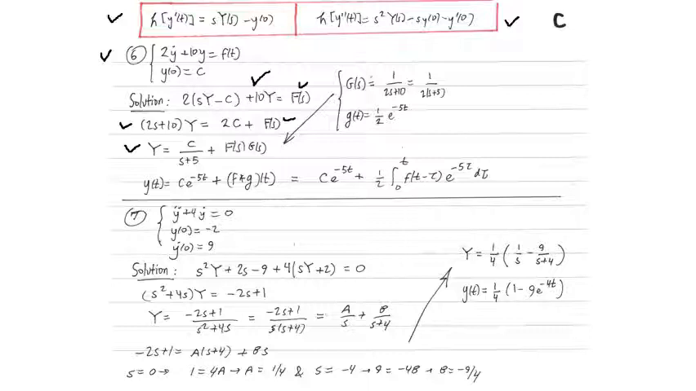So now we have the first term is going to be easy to invert, and then for the second term, we're just going to use convolution to invert that. I've defined big G of s to be 1 over 2s plus 10, which is 1/2 of s plus 5. So G of t, inverting that, is 1/2 e to the minus 5t.